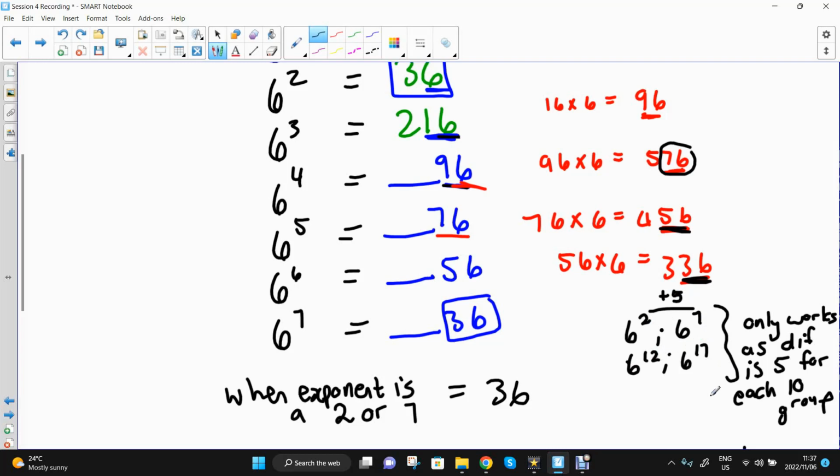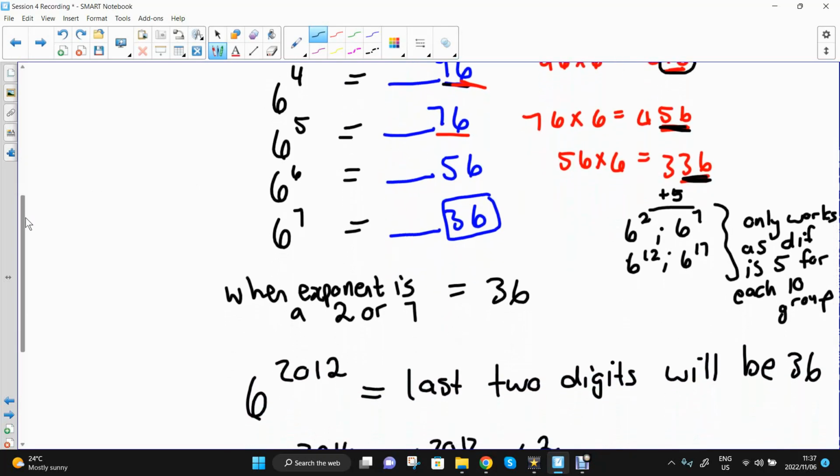So 2, 7, 12, 17, 22, 27. From that pattern, it's quite easy to see that 2012, remember now, we want the last 2 digits of the 2014th exponent, 6 to the power 2014.